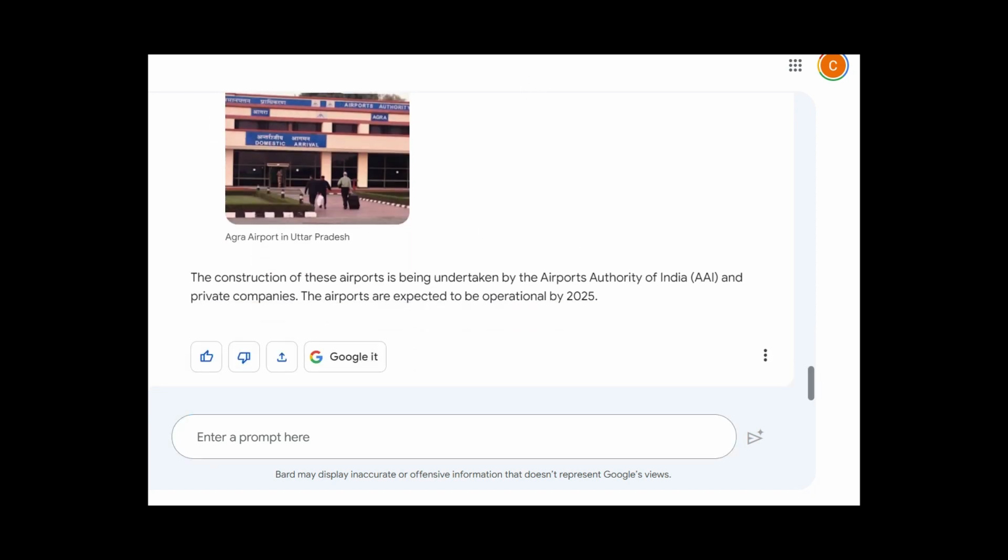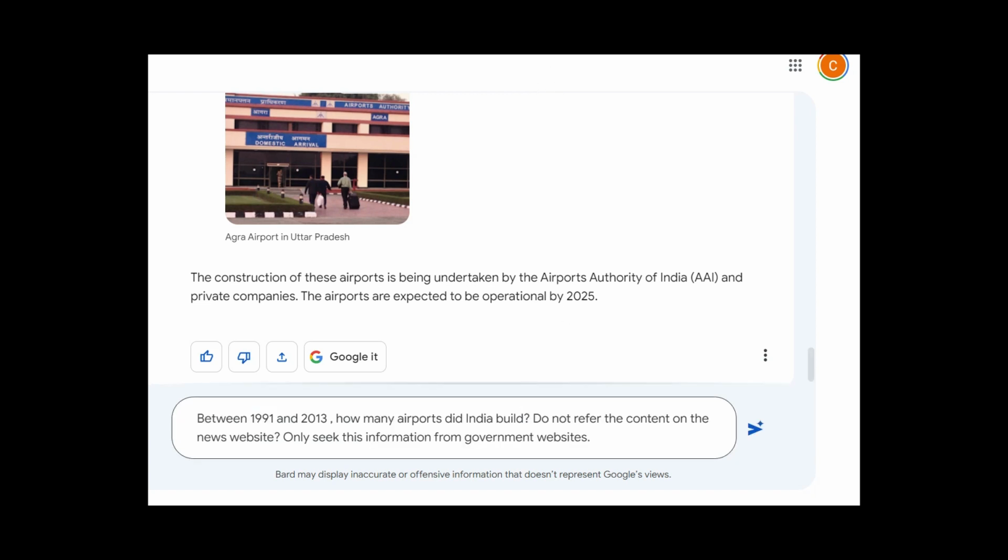Okay, so that means 7 new airports have been built and 12 airports have been revived. That means 19 airports. Let's consider this count of 19 in, and then the remaining are under construction, to be operational by 2025. Let's see how history was playing.